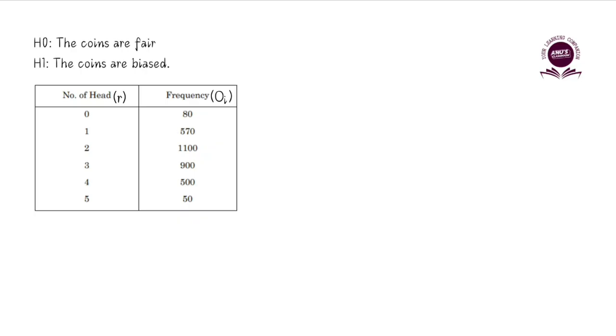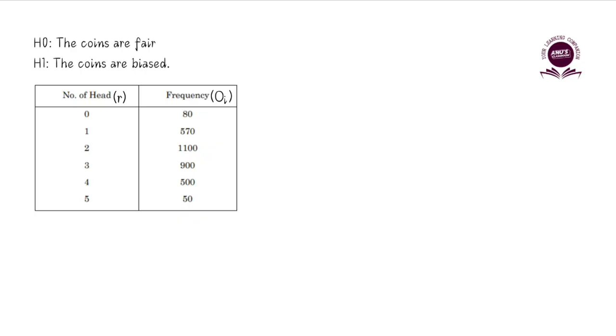So what will be our null hypothesis here? That the coins are fair. And what happens if the coins are fair? The data will follow a binomial distribution with p equal to 0.05. That means how to find our Ei? Ei is the expected frequency, equal to n times pi. How to get the value of pi? You have to use the binomial distribution formula to get the value of pi.